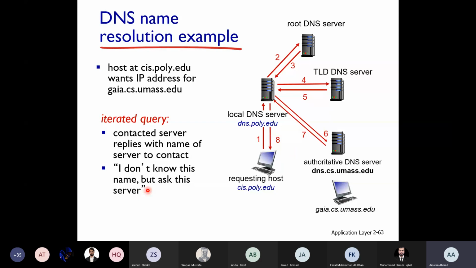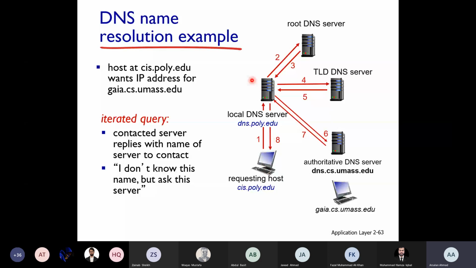Okay, but in the recursive resolution, which will be shown in the next slide, using the same example, the contacted server will take the burden. Okay, wait, let me ask it for you. Let me resolve it for you. ठहरो मैं पूछ के बताता हूँ. Something like that. So you notice that this query will always be recursive. The local DNS server will never say to the requesting host that I don't know, I don't have it in my cache, ask the root name server.